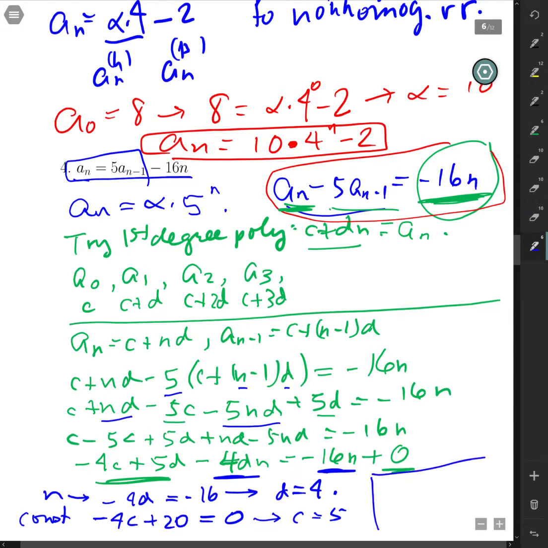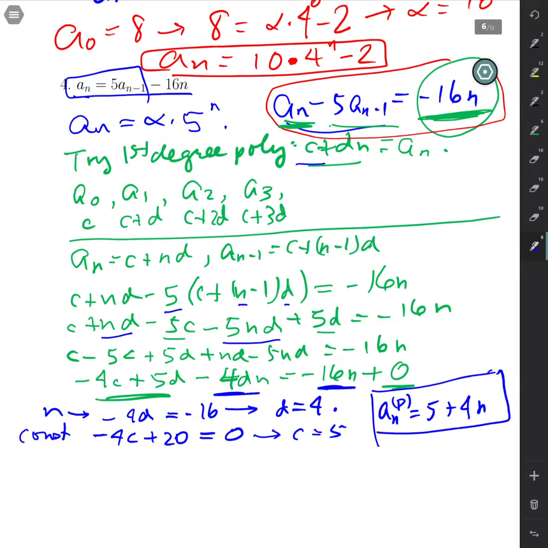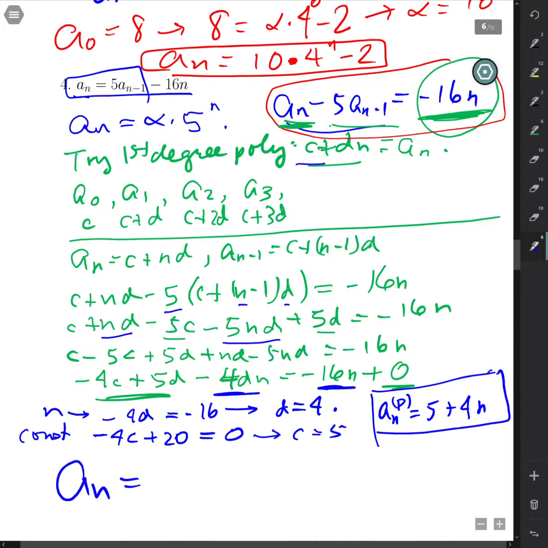So our particular solution that will work here is a sub n superscript p is equal to, let's see, how do we write that? C is the constant there, that's 5 plus 4n, right, like so. And so we do get a linear equation that will work here. And by what we said last time about adding a homogeneous solution and the linear together gives us a general solution, we have now the general solution is equal to an.